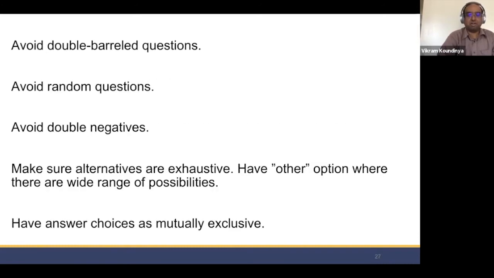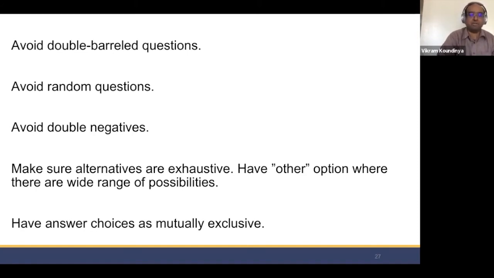The next one is avoiding double-barreled questions. This is the most common guideline that is violated in many of the surveys that I have seen. By double-barreled questions, I mean a question that has two different things. If people have different responses for those different things you're asking, the usefulness of the data will be in question. Then the next guideline is to avoid random questions.